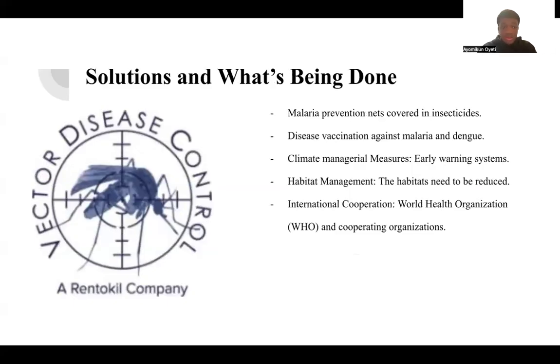Solutions and what's being done. There are a number of current initiatives to address the problems of vector-borne diseases. One of them is malaria prevention nets covered in insecticides. Insecticide-treated nets have been shown to be effective in mitigating malaria transmission in malaria epidemic areas, which could help as a solution to the problems. Vaccination against malaria and dengue, climate managerial measures, early warning systems, habitat management. Habitat needs to be reduced, and international cooperation from the World Health Organization and other organizations.